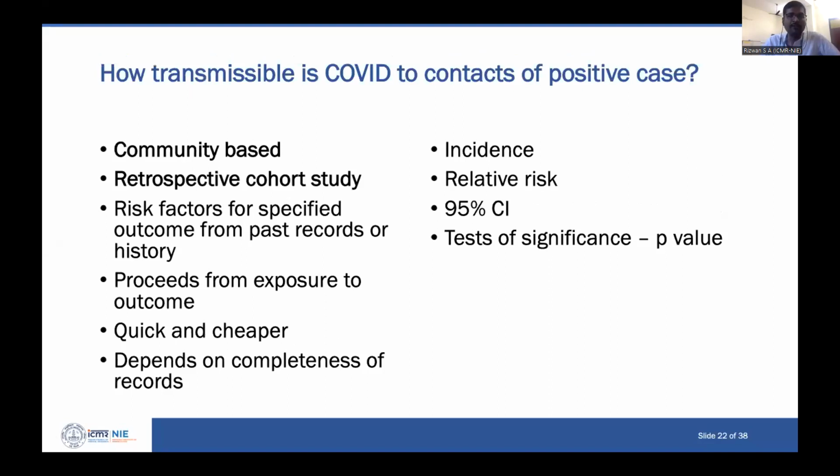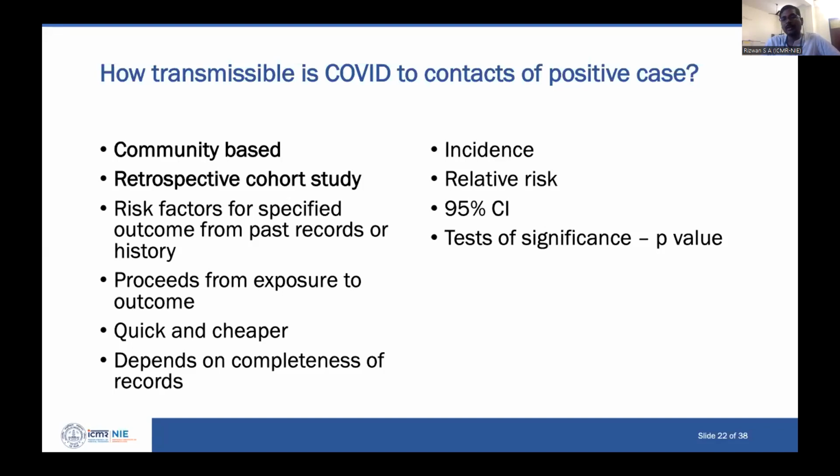This is another example of cohort study. How transmissible is COVID to contacts of positive cases? This can be a community-based retrospective cohort. So risk factors are specified from past records or history. It again proceeds from exposure to outcome. This is an important point that you have to remember: in all cohort studies, the direction of inquiry is from exposure to outcome. You start with exposure and then you ask whether outcome happened or not.